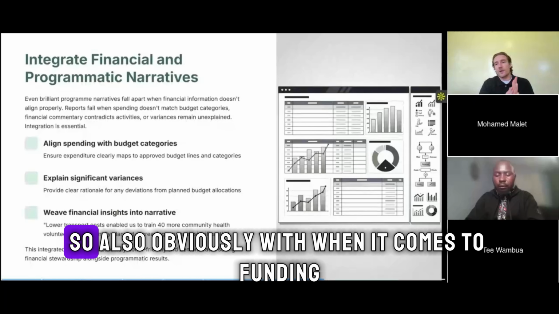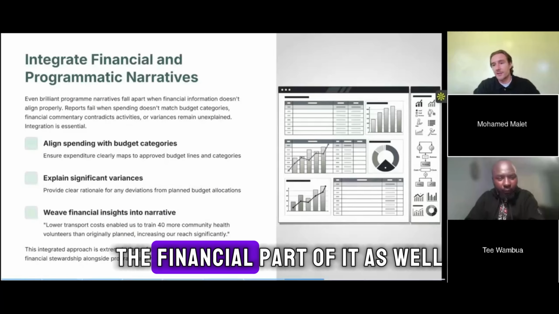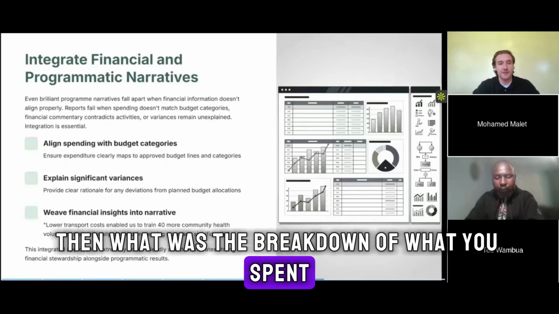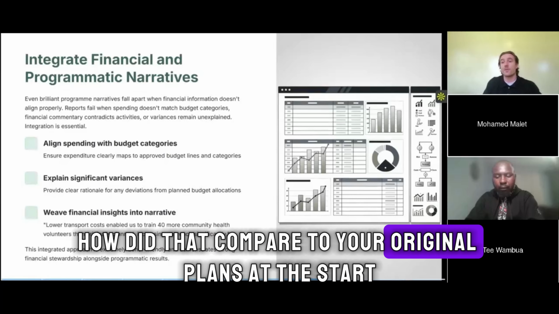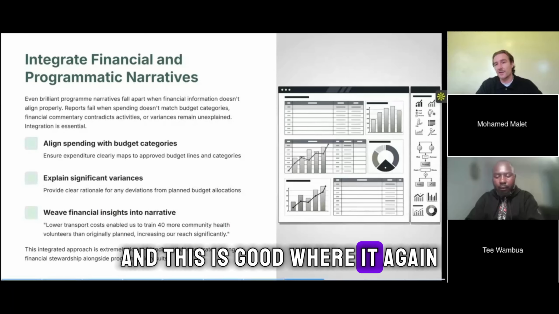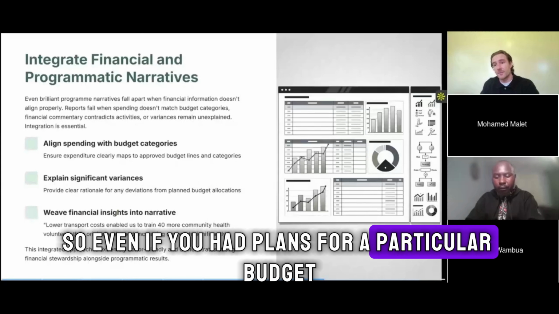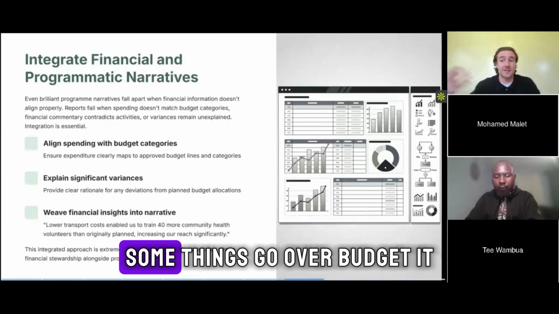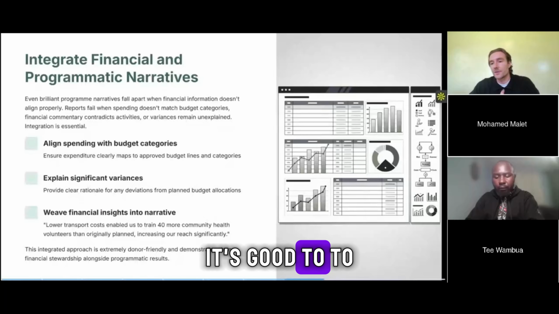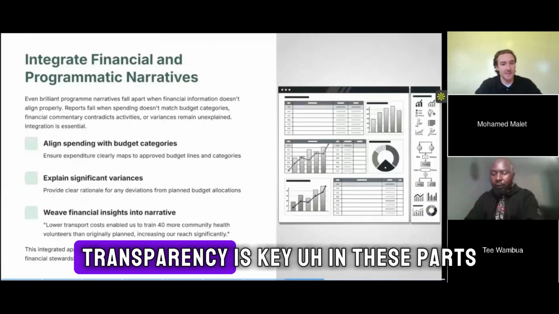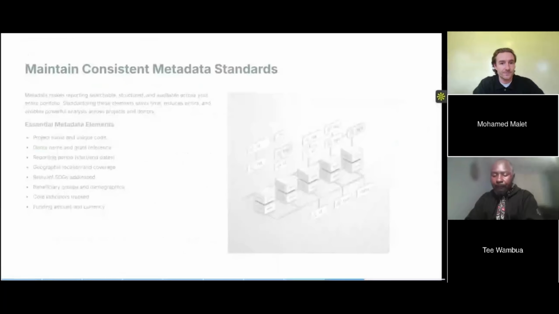Okay, so also obviously when it comes to funding, people want to see the financial part of it as well. So okay, if they gave you this amount of funding, what was the breakdown of what you spent? How did that compare to your original plans at the start? And this is where honesty comes back to it, because best laid plans always go awry. Even if you had plans for a particular budget, some things go under budget, some things go over budget. It's good to just tell the story of the reality of what happened on the ground and explain why. Again, transparency is key in these parts.